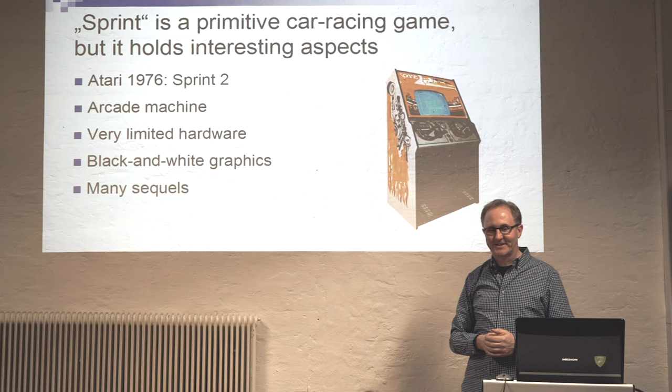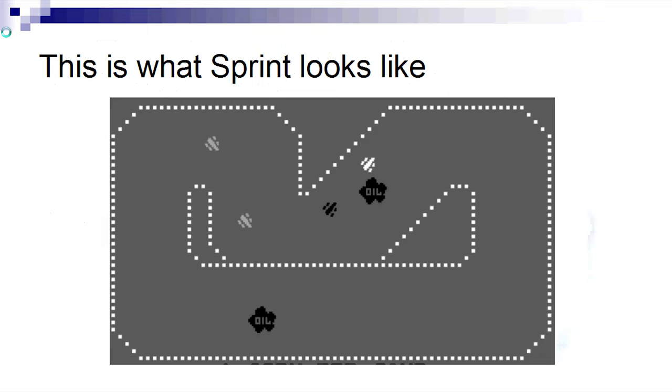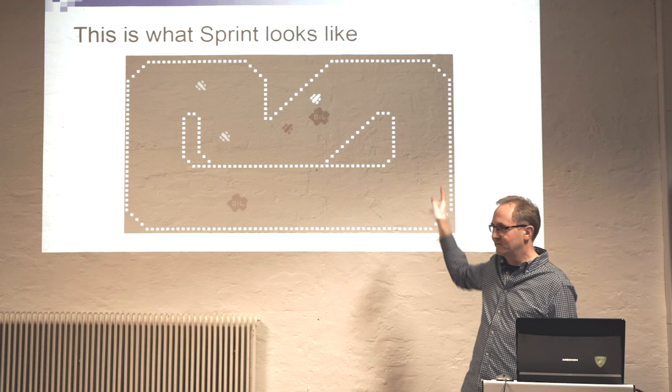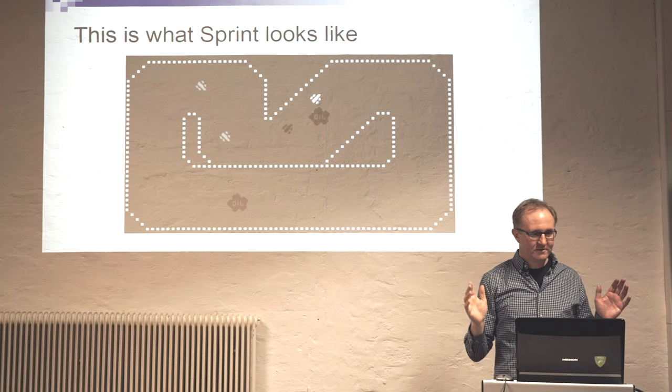This is what this game Sprint looks like. It's a very simple black and white car racing game where there are four cars. One of them is you, the white one. You have to drive your car around this track and avoid the other opponent cars and also these oil slicks in order to get as fast as possible round and round these tracks. That's all about Sprint. We spent a lot of money on that simple game and played it a lot.